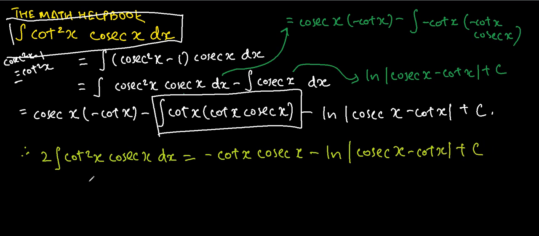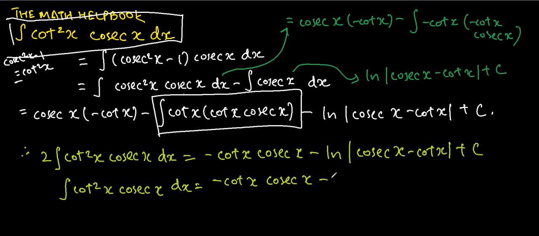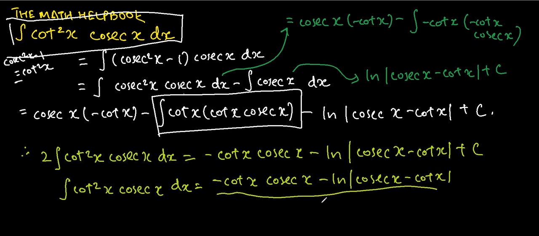And of course, last but not least, we will divide both sides by 2, and the final answer will be in this format. So the integration of the cotangent square x cosecant x is equal to the negative of cotangent x cosecant x minus the ln of absolute function of the cosecant x minus cotangent x, divided by 2, oops, my line is a bit off, plus c.